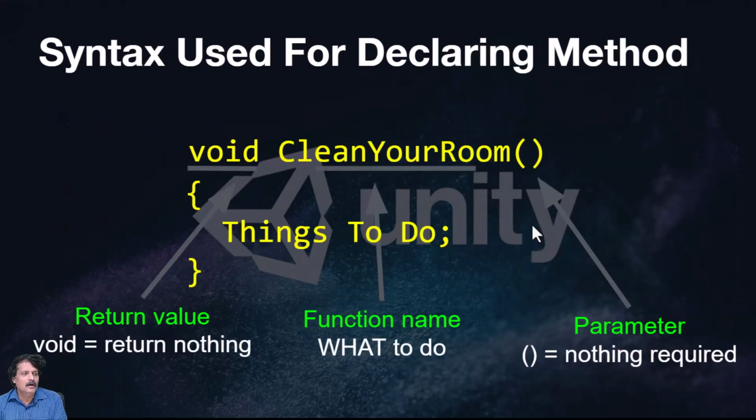Now I think you have understood the syntax of declaring the method. You have void clean your room. Void means when it is not returning anything, we use the word void. Then when we want certain parameters to be added, they will be added in the parentheses, and whatever statements need to be executed will be put between the open and closed curly braces.